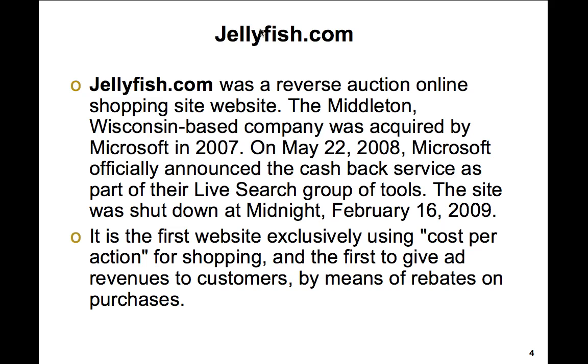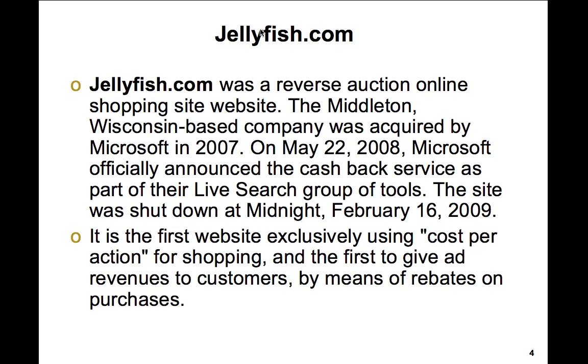So actually, I think I've jumped ahead on the slide, but they closed in 2009, and it was the first website exclusively cost per action for shopping. So it measured clicks, and if you think about Google Ads, it works the same way. Every time a customer clicks on something, you owe something. If you're the one who's provided that advertisement, then you're getting something for it. You got somebody to click on it.